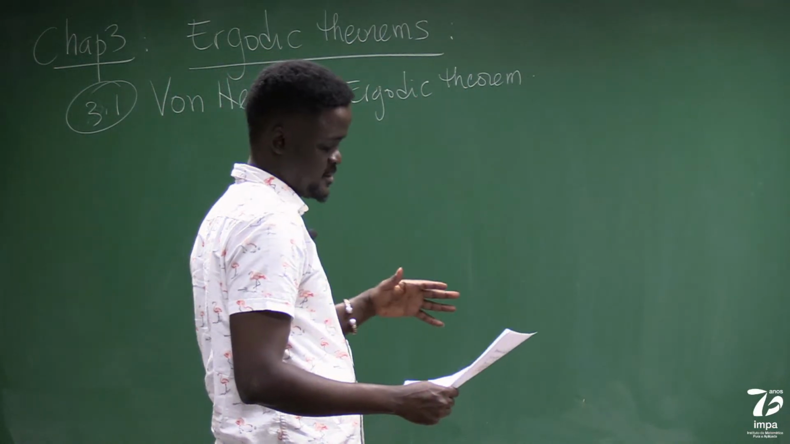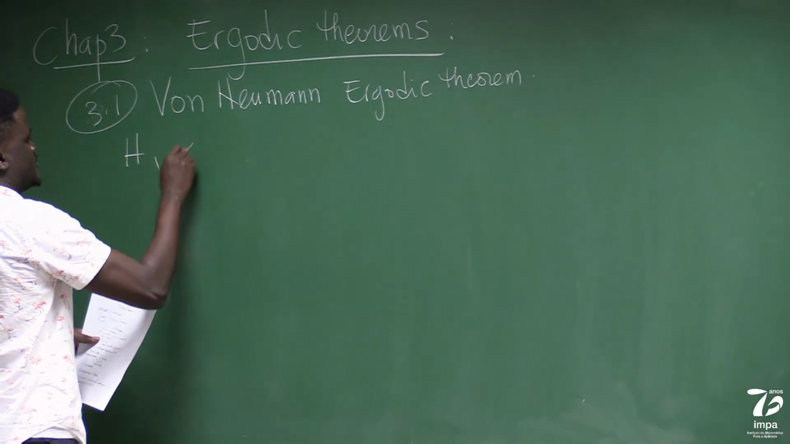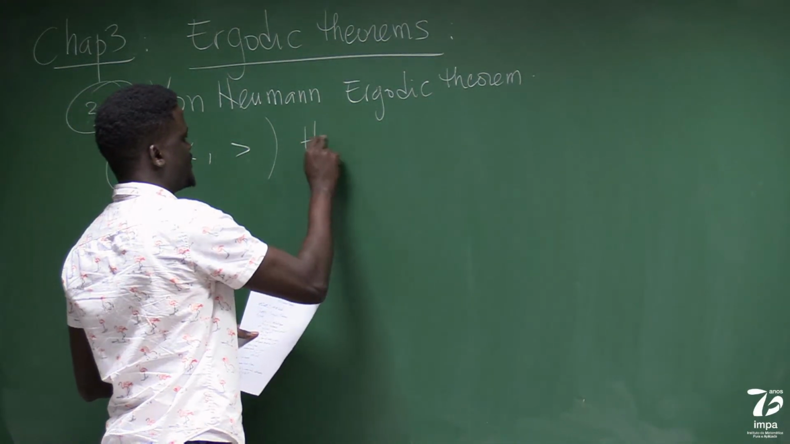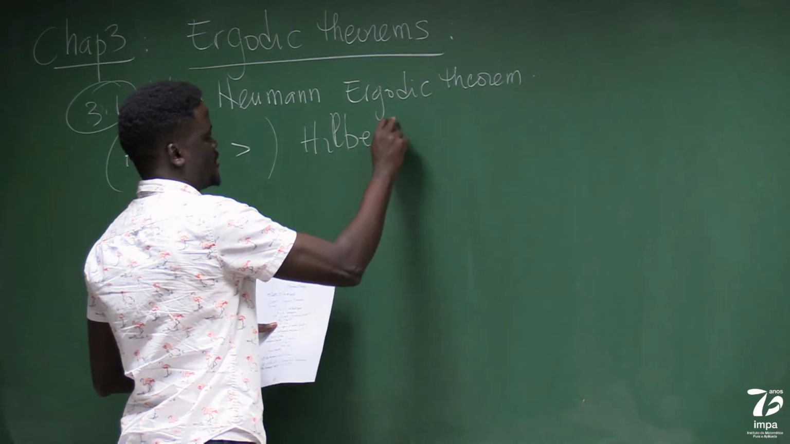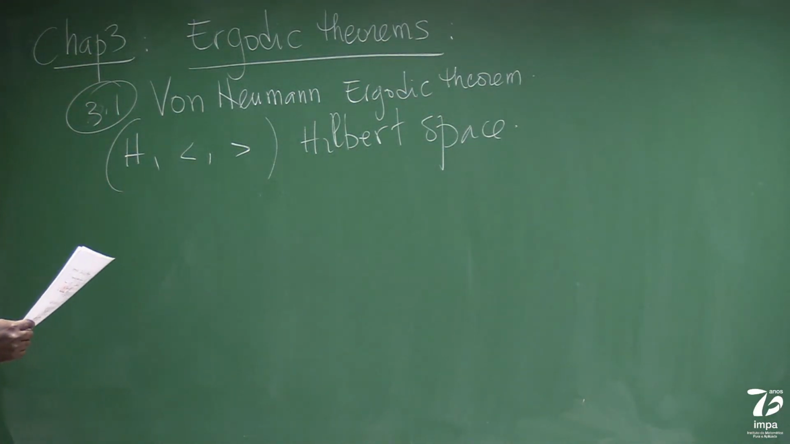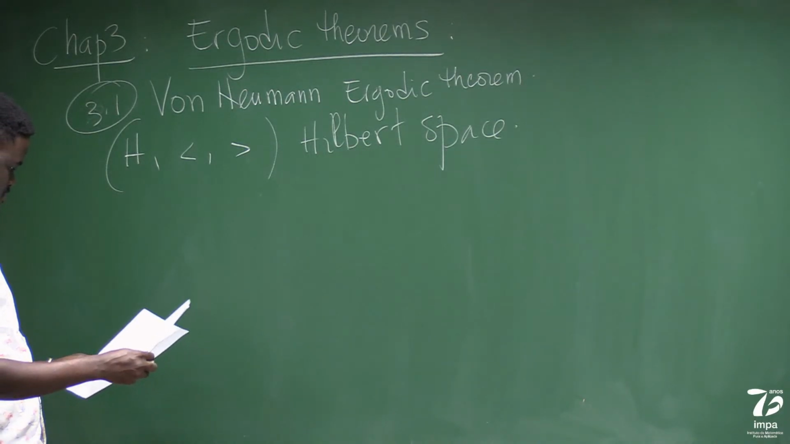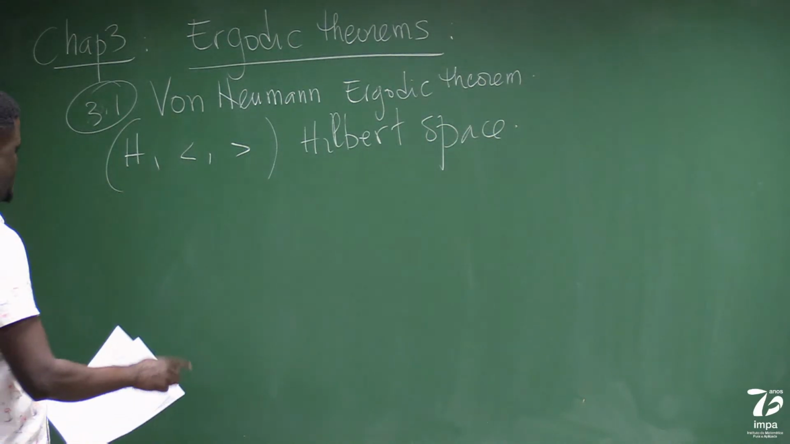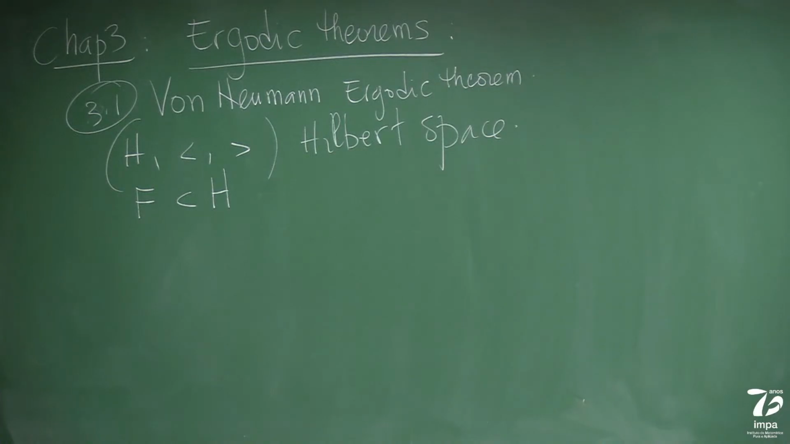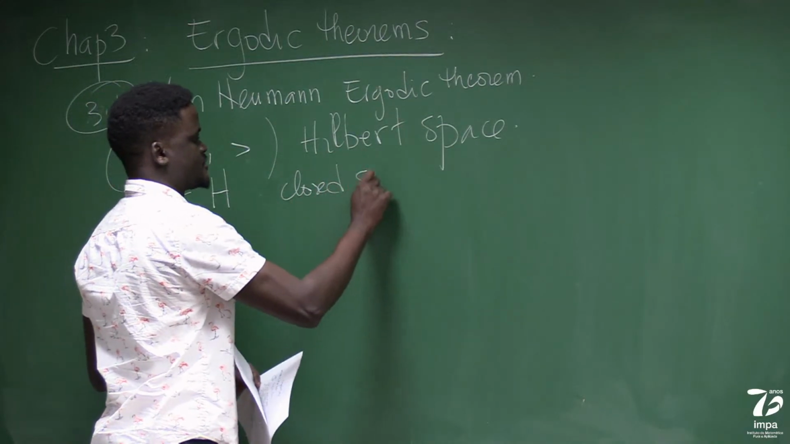When we were studying this, we needed some structure. We needed to recall some things from functional analysis, like we have a Hilbert space. And if you remember last time, we also talked about when you have a Hilbert space, you have a norm, so you have a topology. So we can talk about a closed subspace.